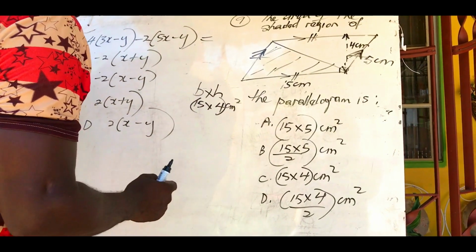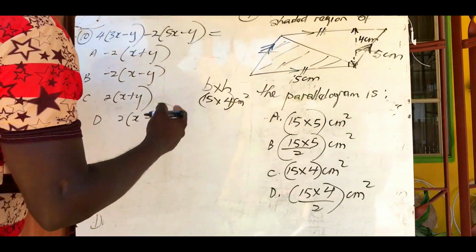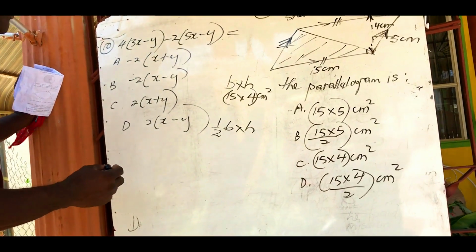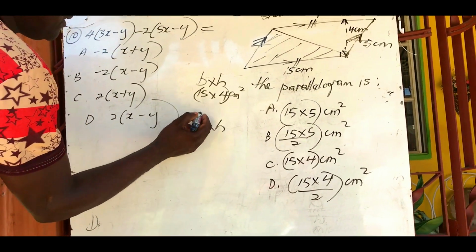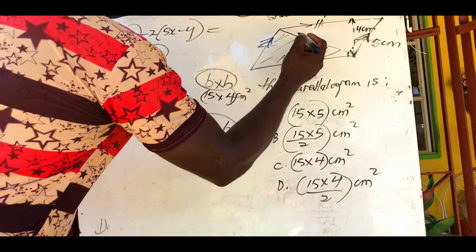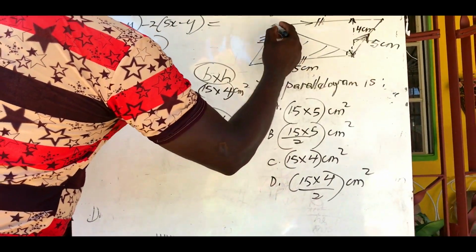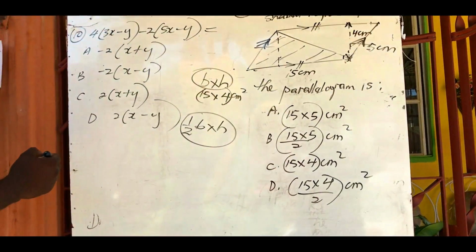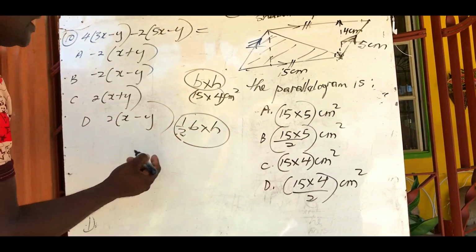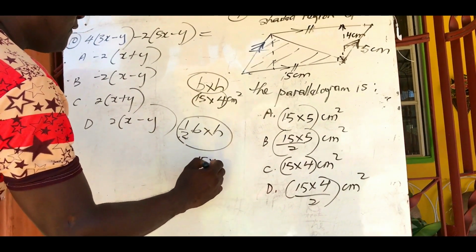But what we actually have here is the area of the triangle. Now you would have learned that the area of a triangle is a half base times height. Now you see the relation between the area of a triangle and the area of a parallelogram. Because the triangle here has the same height as the parallelogram and the same base. And that is why the area of the triangle is half base times height. And so what we do know is half of 15 times 4 is really 15 times 4 divided by 2.